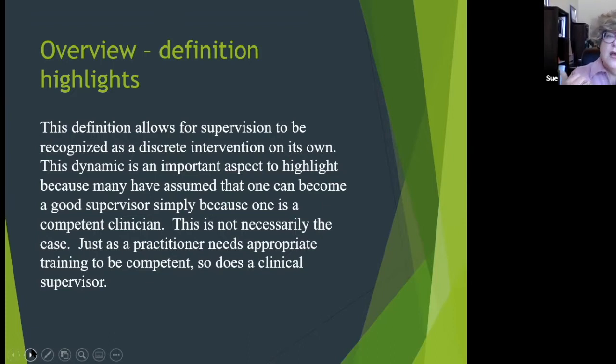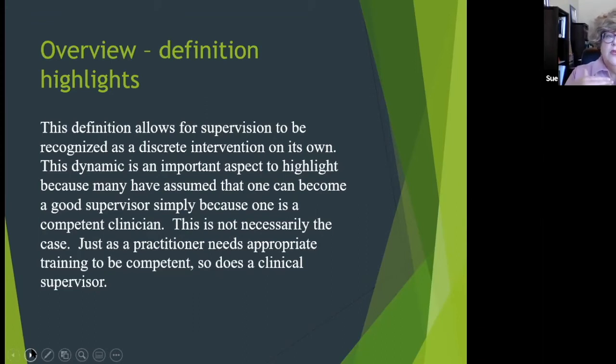And I think over time, well, I know over time, there's the recognition that supervision is a discrete intervention of its own, that has its own skill set, has its own models, has its own growing research behind it. So the definition allows for the understanding that clinical supervision is an intervention.